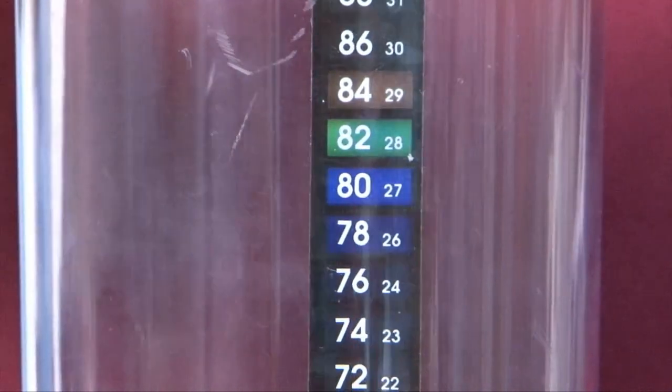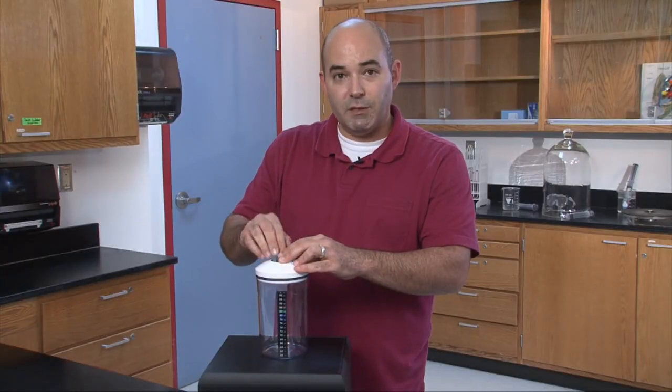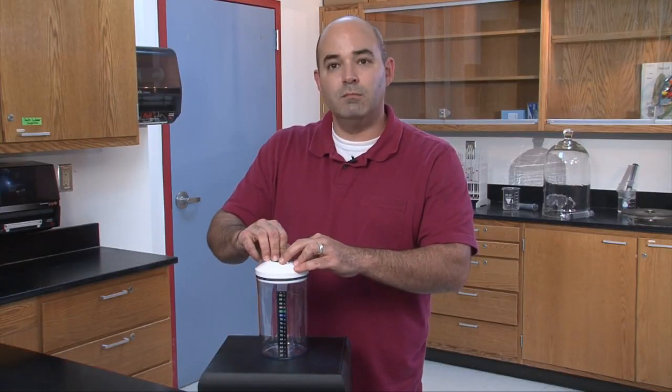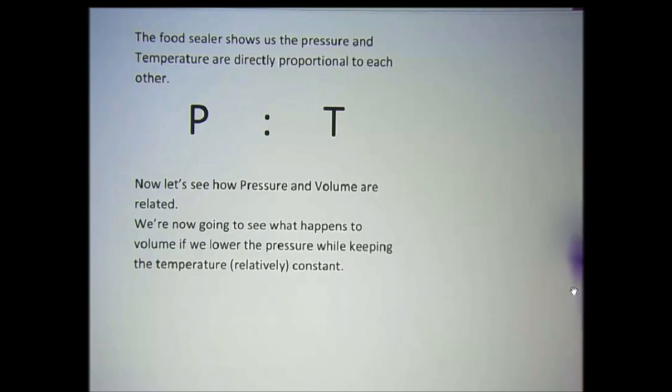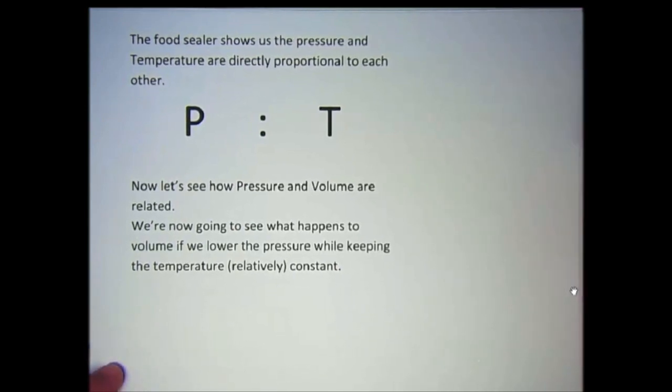Jumps up to 82 degrees there for a second. All right, now we know how temperature and pressure are related. That food sealer showed us how lowering the pressure also lowered the temperature.